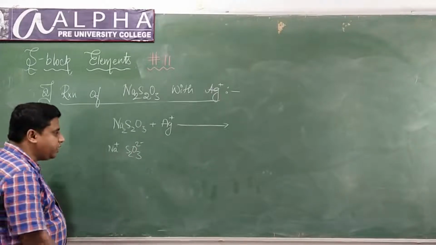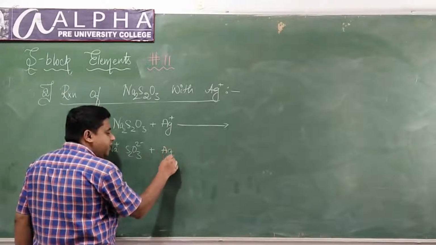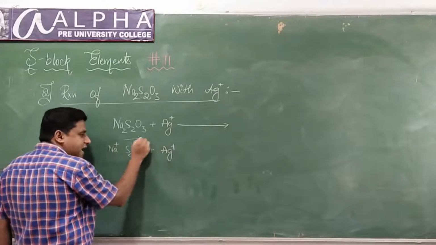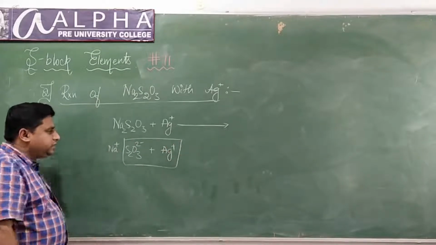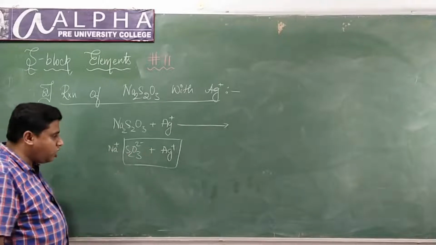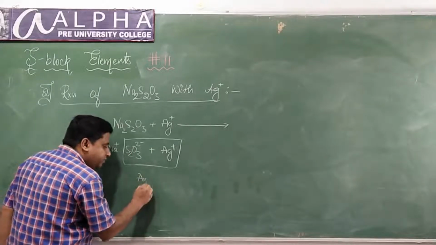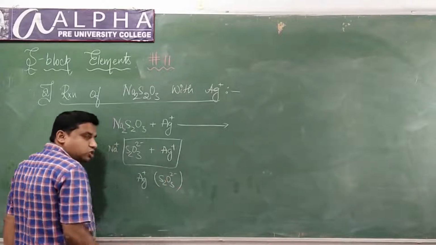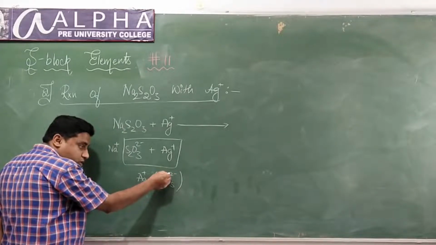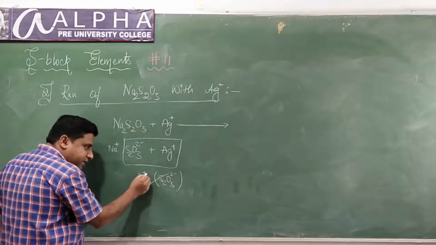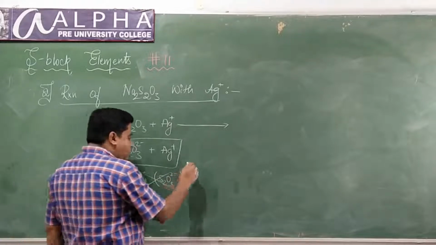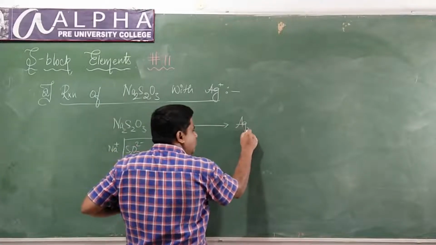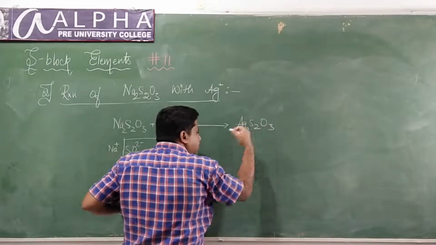Is that correct? Now we have silver ion, Ag plus. Now interchange. This cation will react with this anion. And how do you write the product? Crisscross method: multiply this charge here, multiply this charge here. So what will be the product formed? Ag2S2O3.